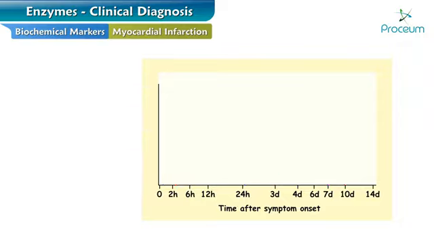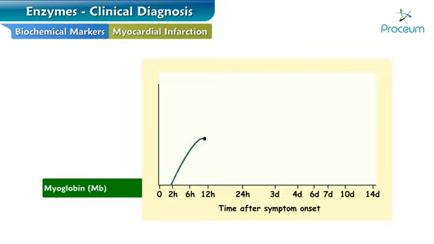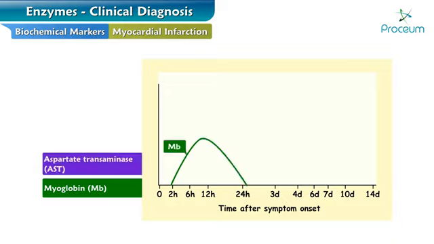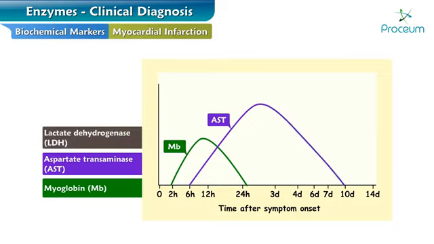There are other biochemical markers of historical importance as well. The first is myoglobin. It appears in plasma 2 to 3 hours after cellular injury or chest pain, peaks at 6 to 12 hours, and returns to baseline by 1 to 2 days. The second is aspartate transaminase, or AST. This appears in plasma 6 to 8 hours after cell injury, peaks at about 2 to 3 days, and returns to normal by 7 to 10 days. The third is lactate dehydrogenase, or LDH. This appears in plasma 6 to 8 hours after cell injury and returns to normal by 4 to 6 days.